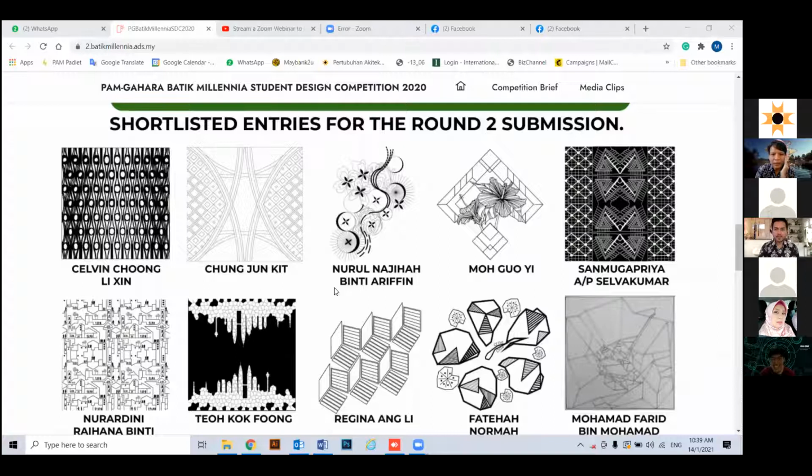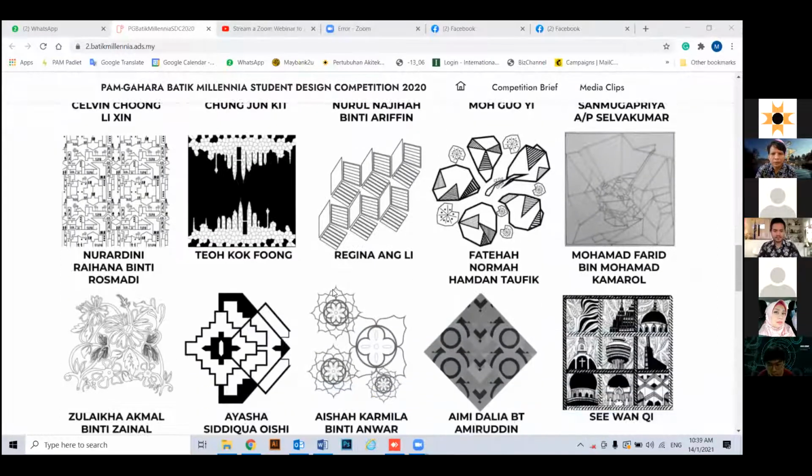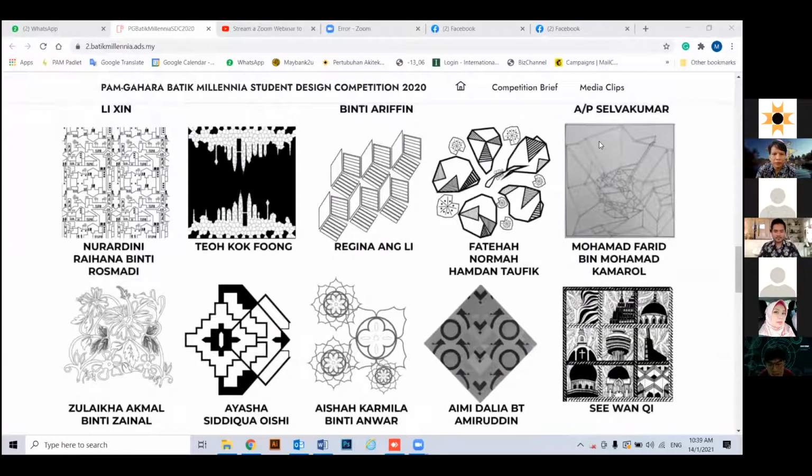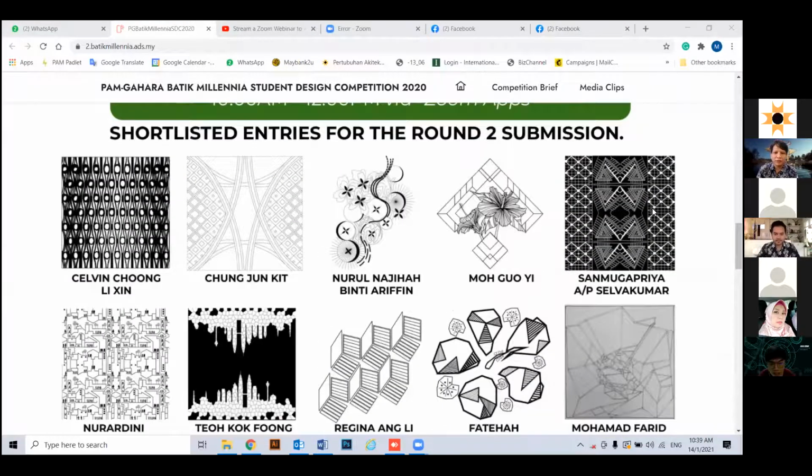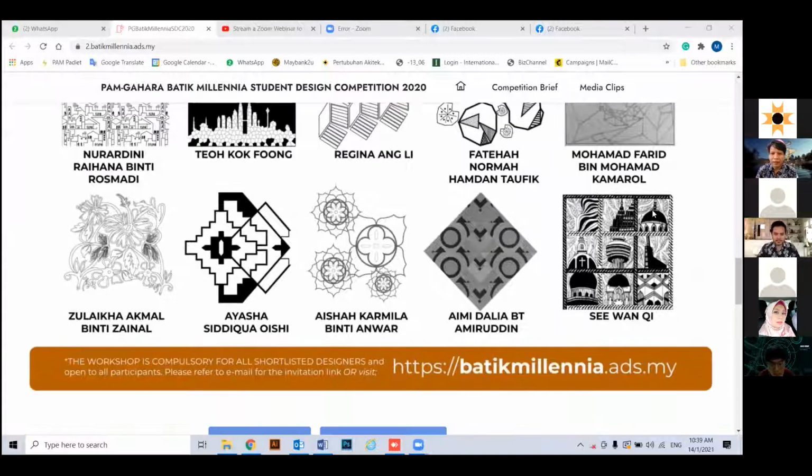Tadi cakap siapa? Camelia. Camelia yang mana satu? 1, 2, 3, 4, 5. Bawah. Untuk Camelia, Aisyah Camila. Okay. I think that's an interesting pattern to start off the conversation. Cik Nik nampak yang Aisyah Camila punya pattern tu? Okay. So maybe we can start with that. What is your comment on that design? Or maybe Aisyah Camila wants to present first. What is actually the inspiration behind that?